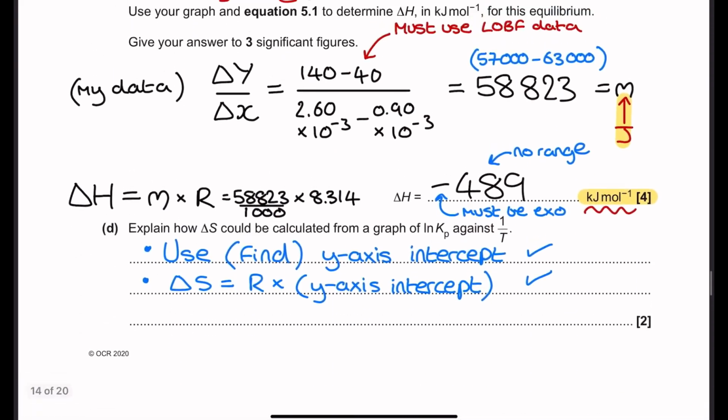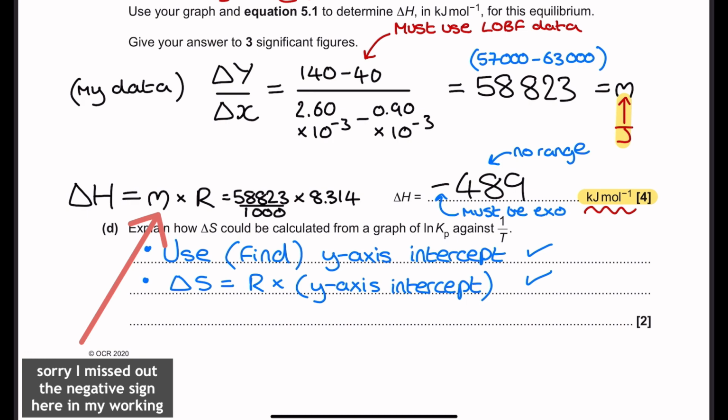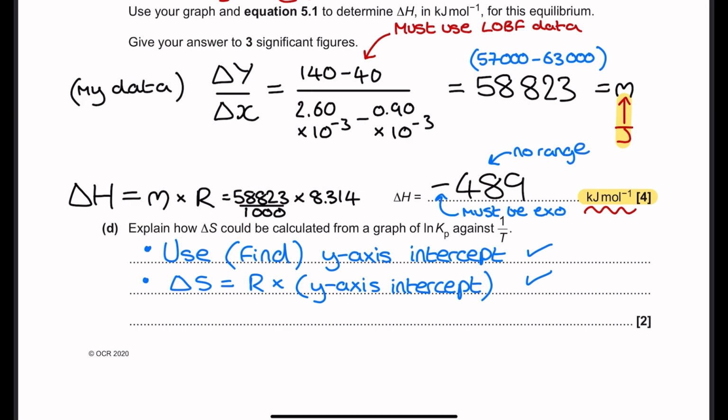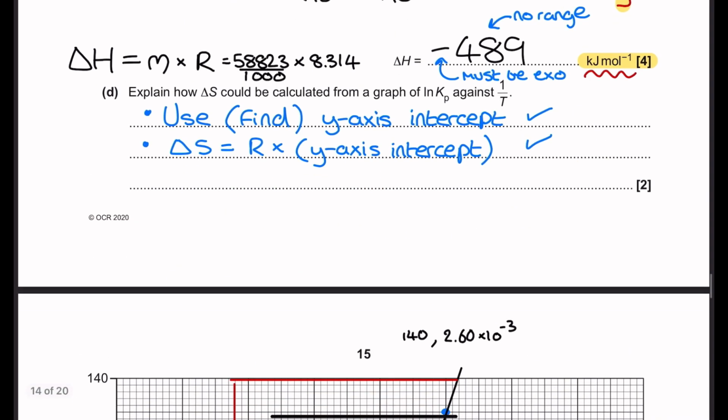So what we need to do to get to a kilojoules per mole answer, we need to divide the gradient by 1,000, just like we would do for the activation energy in the Arrhenius equation work, and then multiply by R in order to get the enthalpy change in kilojoules per mole, which is negative 489.